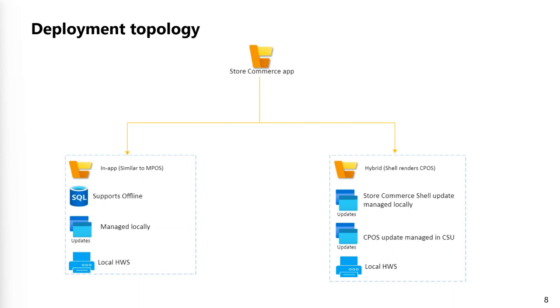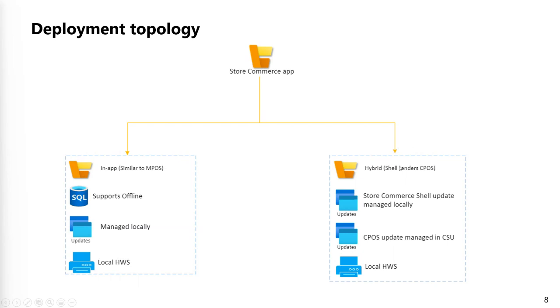Basically, whenever you want to update the store commerce app, you will update the cloud point of sale in the CSU. That's the two main modes we have in the deployment. One is the in-app, very similar to MPOS. You install everything locally, it supports offline, and all the updates are managed at the individual register level. We can still use some mass deployment tools and others to manage the update. Okay. But everything is managed locally.